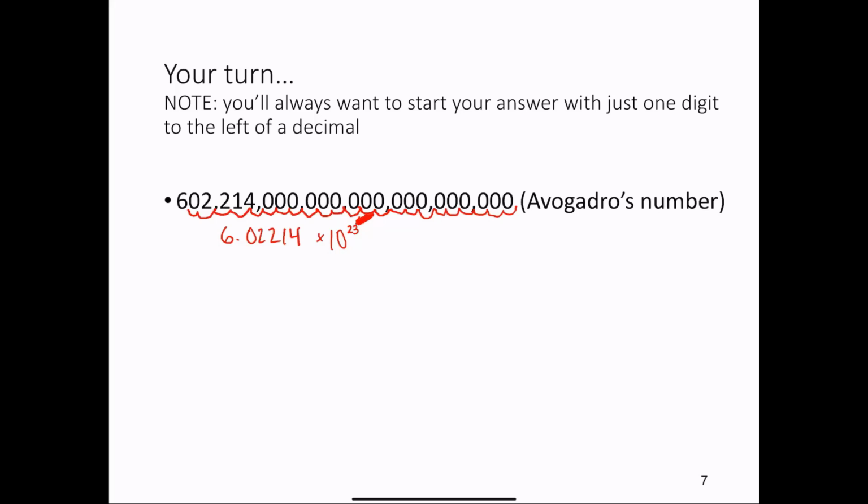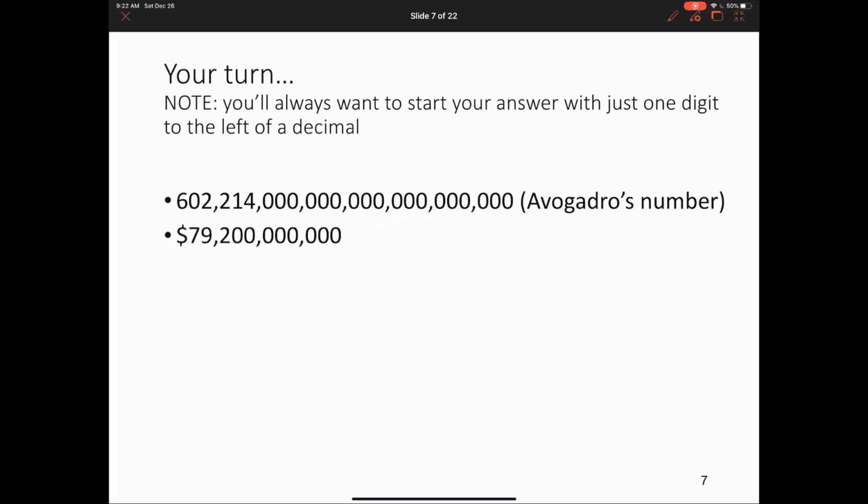Okay, let's try another one together and I'll go just a little bit faster through it. This one is going to be just a little bit smaller. But again, we want to start by writing our answer with just one digit to the left of the decimal. So this answer is going to be 7.92. And then now we just need to count how many times we move our decimal to get it over to our ending spot. That's 10. So this is 7.92 times 10 to the 10th.